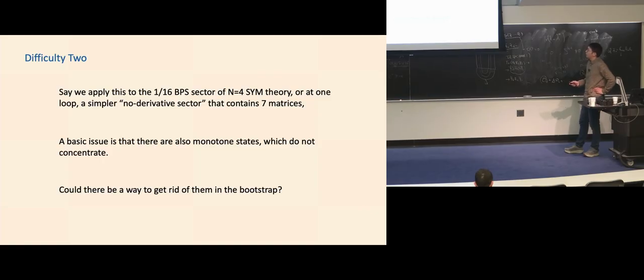Now, a basic issue here is that there are also monotone states which do not concentrate. The monotone states are kind of everywhere. They can take various different charges. So since you have them, it would seem like in the bootstrap you should just get no constraint at all, because it's not clear how you would root out such monotone states from the bootstrap. So one interesting question I want to know the answer to is, could there be a way to get rid of the monotone states in the bootstrap, maybe by imposing some additional conditions?